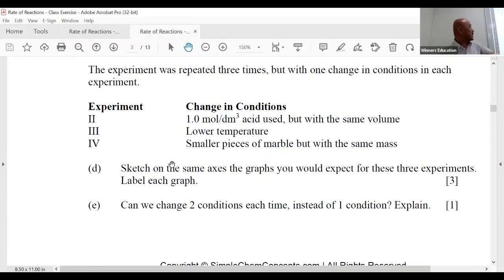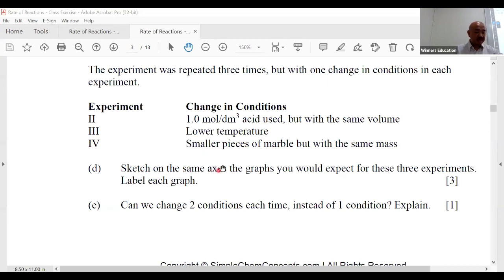Here we go, a typical question. The experiment was repeated 3 times, but with one change in condition in each experiment. Good. 2, 3, 4. Number 1. Instead of using 0.5 mole per dm cube of the acid, they use 1.0 mole per dm cube of the acid with the same volume.